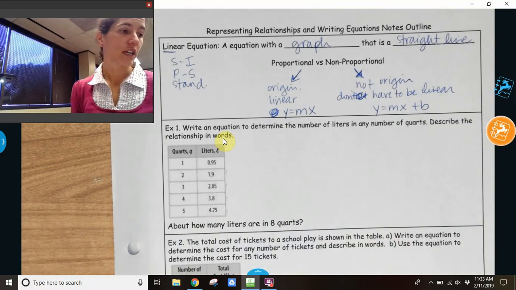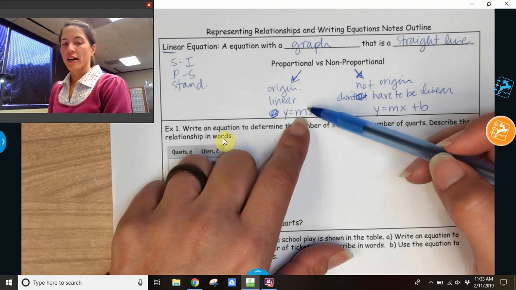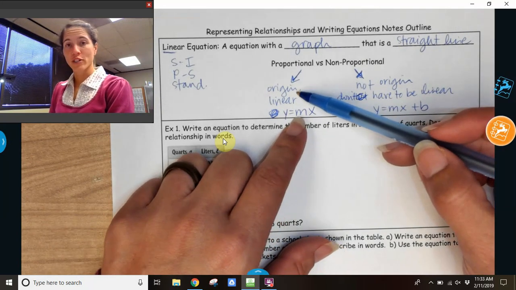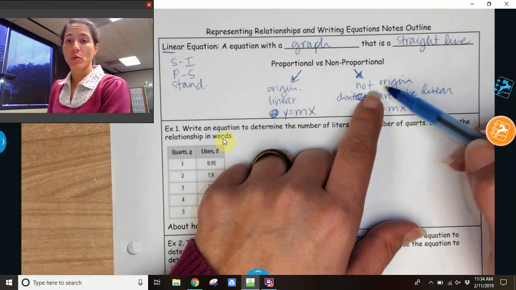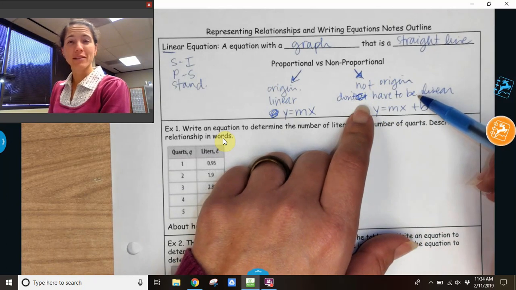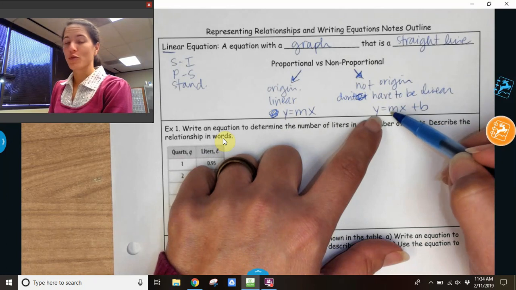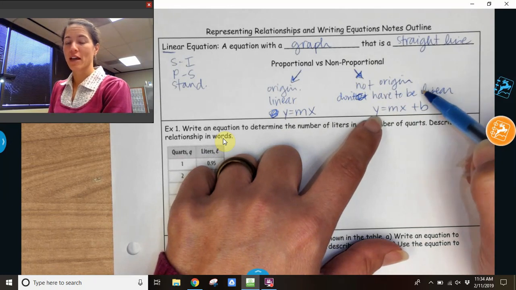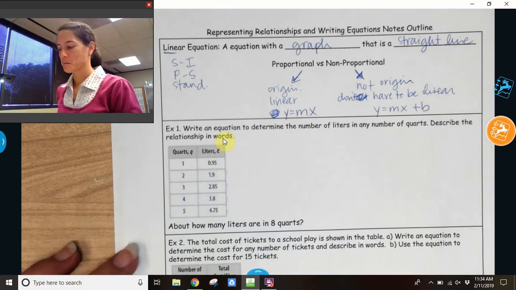I'm just making sure that I didn't forget anything. So we have proportional: it has to go through the origin, it has to be linear, and it's going to be in the form of y equals mx. A non-proportional is not going to go through the origin. It might be linear, but it doesn't have to be linear, whereas proportional has to be linear. And then it's going to be in the form of y equals mx plus b. It's going to have a y-intercept. That's why it's not going to go through the origin, because it's going to have a y-intercept.